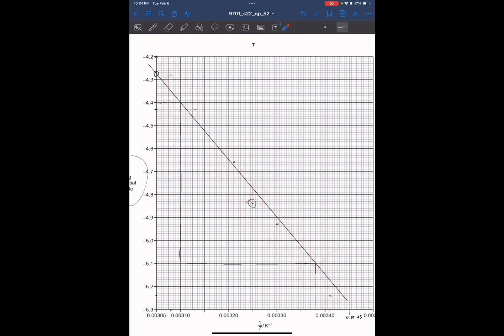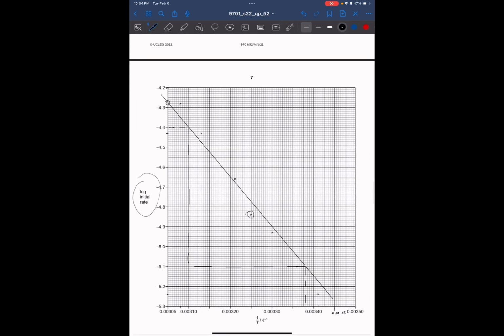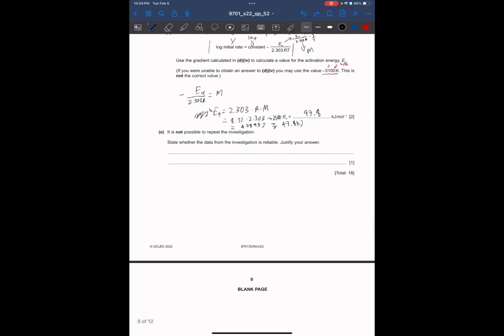So this one point already messes up our graph, because if hypothetically we were to cover up that point, then our line of best fit would be somewhere along there. So those are very different lines. So I would say no. There is an anomalous data point which skews our graph.